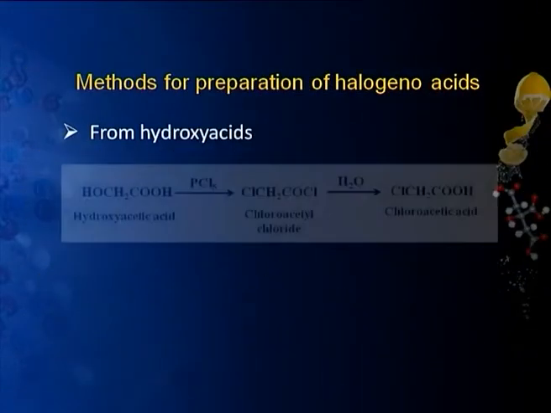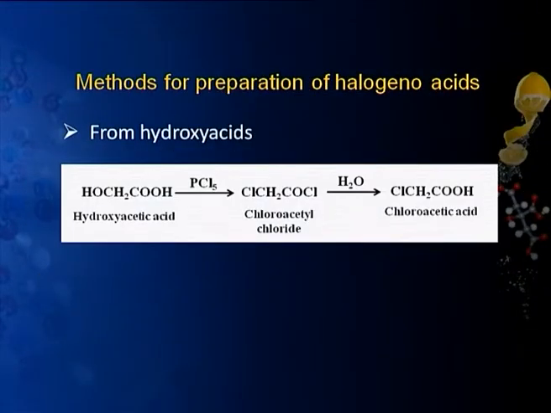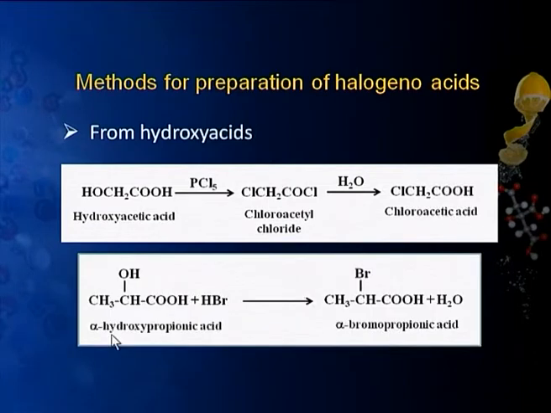Then we can get them from the hydroxy acids also. The hydroxy group of the hydroxy acids can be substituted on treatment with PCl5 or thionyl chloride. Here also when PCl5 is used, then the acid will also be converted into acid chloride, and this acid chloride can be converted back into acid on hydrolysis with water. So, this hydroxyacetic acid will give us chloroacetic acid. It is alpha hydroxy propionic acid, commonly known as lactic acid also. When this is treated with HBr, this OH gets substituted by bromine and we get the corresponding alpha bromopropionic acid.